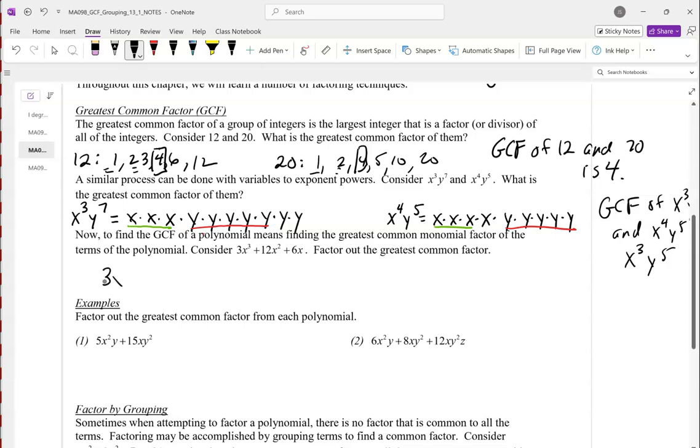When we have the 3x cubed plus 12x squared plus 6x, the idea behind this greatest common factor and factoring it out is that I want to pull out anything that's in common to the front. Basically, we're reversing the distributive property. So we'll pull out a 3 for that. Now look at the variables. Do you see anything that all the variable parts have in common? An x, right? So we can pull that out too.